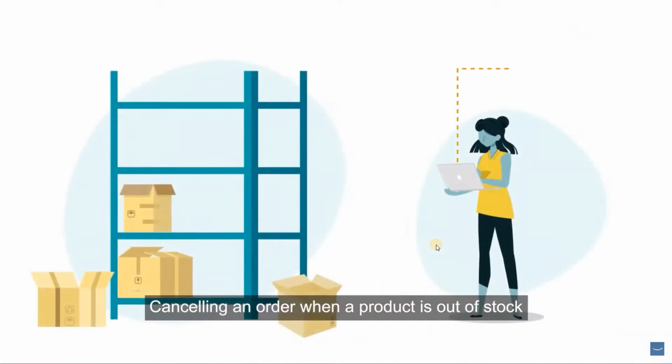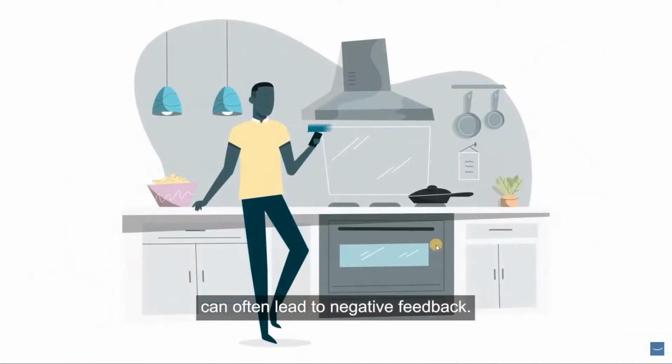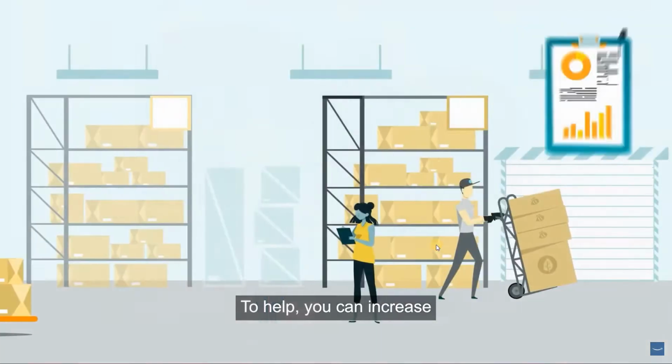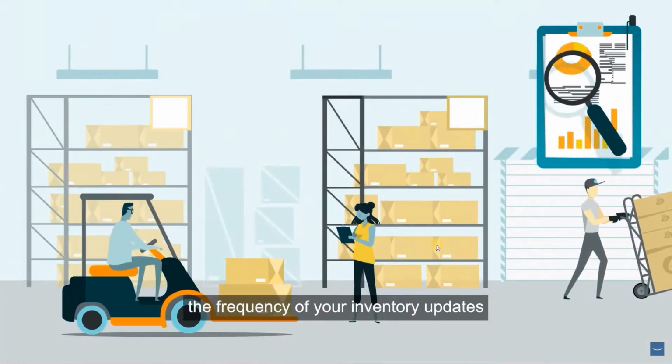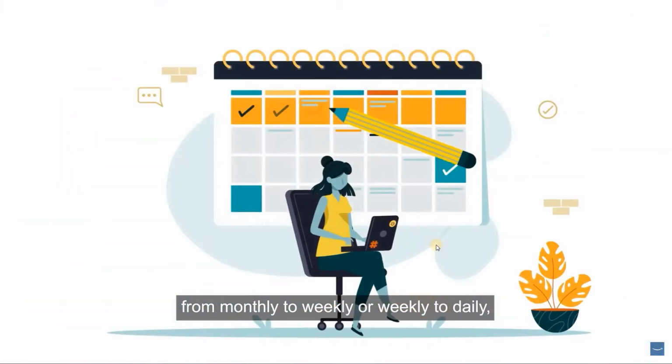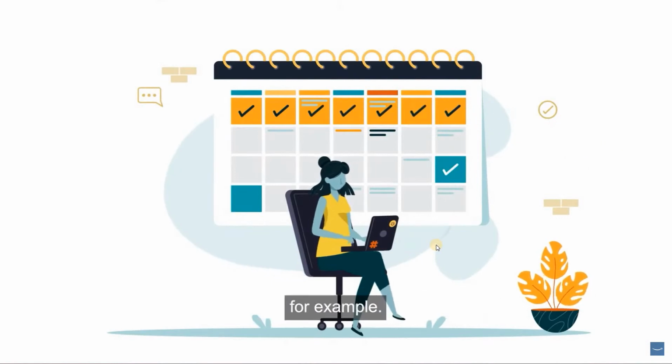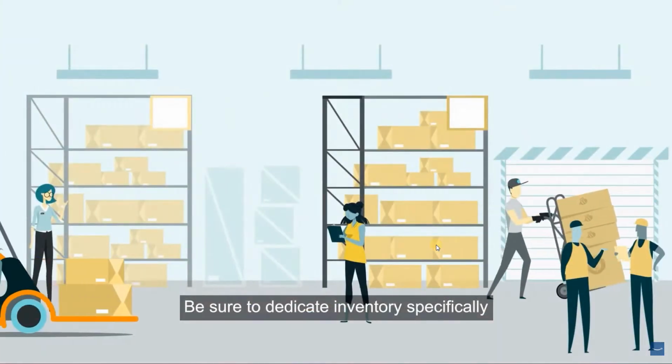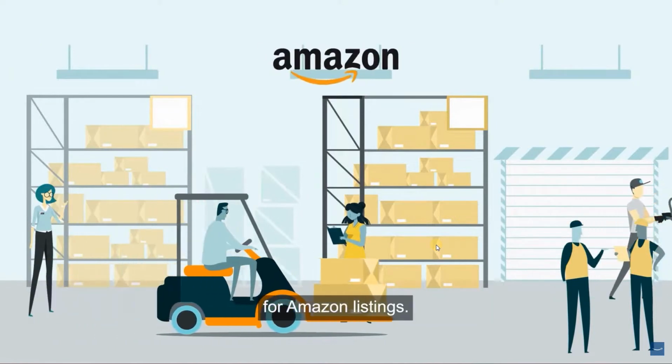Canceling an order when a product is out of stock can often lead to negative feedback. To help, you can increase the frequency of your inventory updates from monthly to weekly or weekly to daily, for example. Be sure to dedicate inventory specifically for Amazon listings.